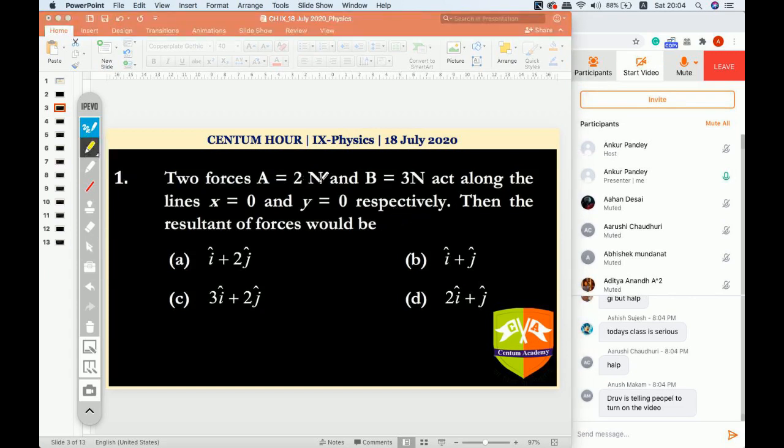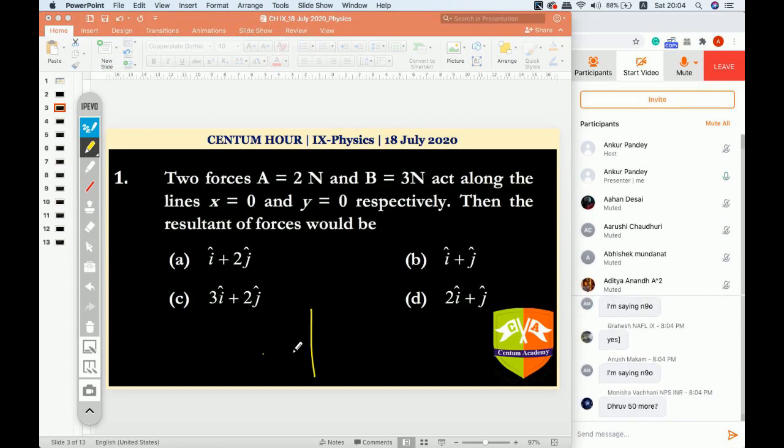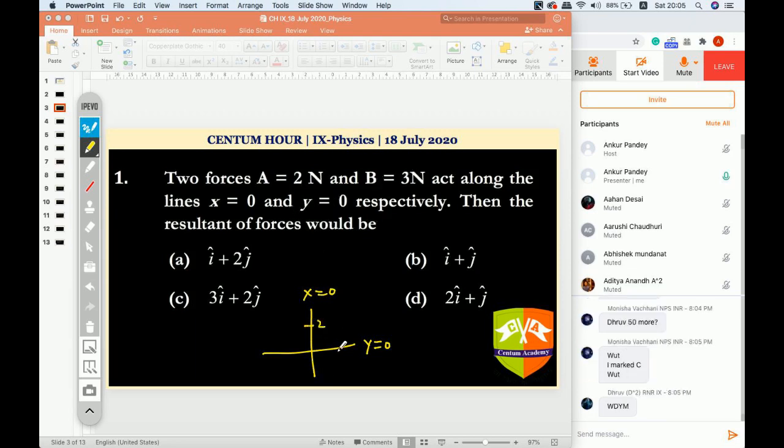Two forces A, 2 Newton, and B, 3 Newton, act along the line x equal to 0. Which line is x equal to 0? This is y equal to 0. This is x equal to 0. So along the y-axis, it is 2. Along the x-axis, it is 3. So it will be written as 3i plus 2j.